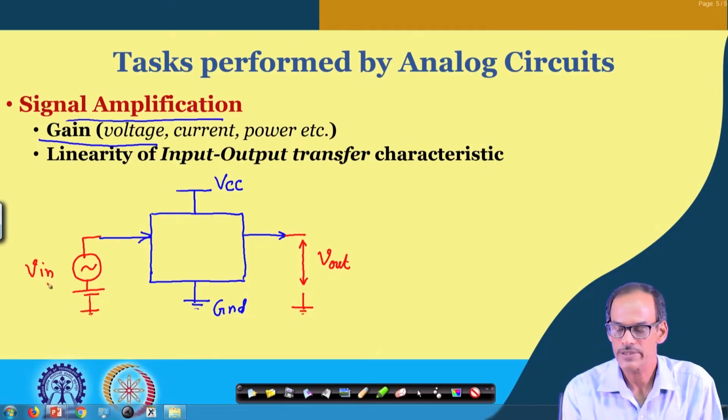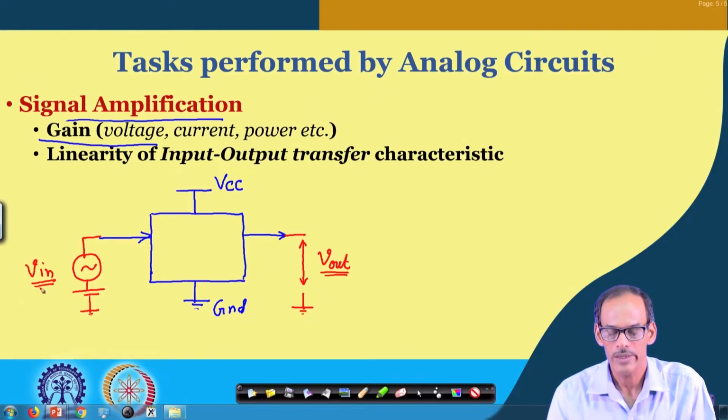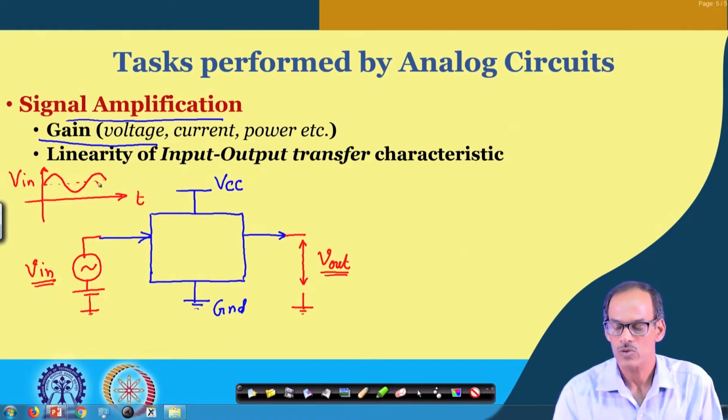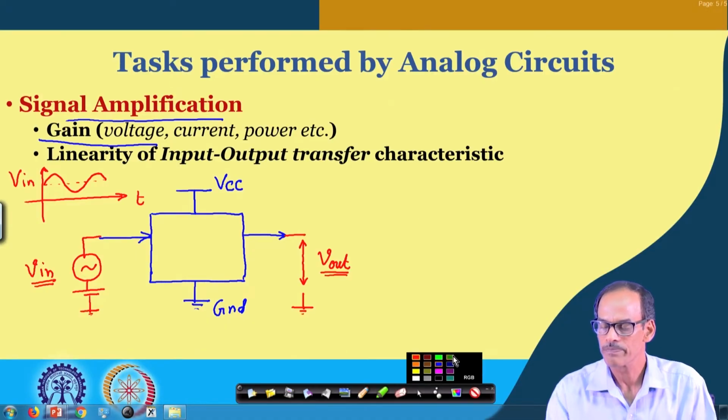So, what we are expecting is that V out and V in are highly correlated. Suppose we apply a signal with respect to time. So, this is the V in, it may have its own DC level. On top of that, suppose we do have some signal. So, what we are expecting at the output is the effect of the signal we are applying at the input.